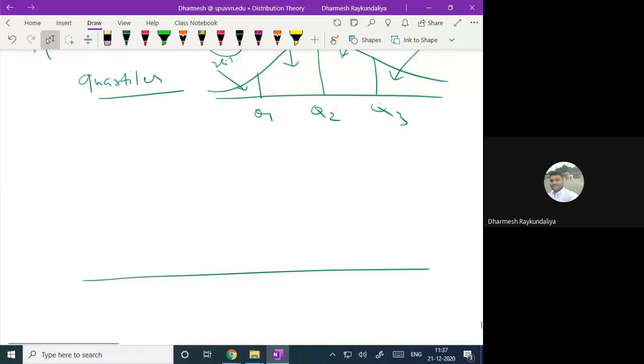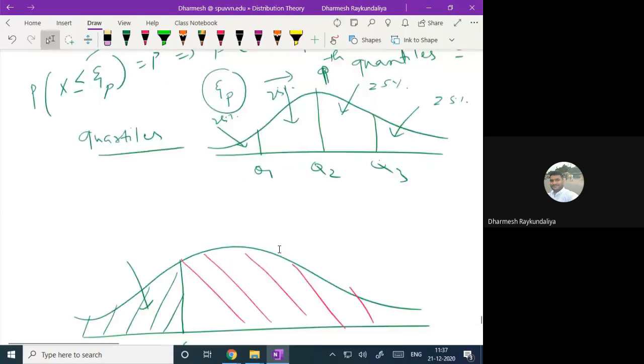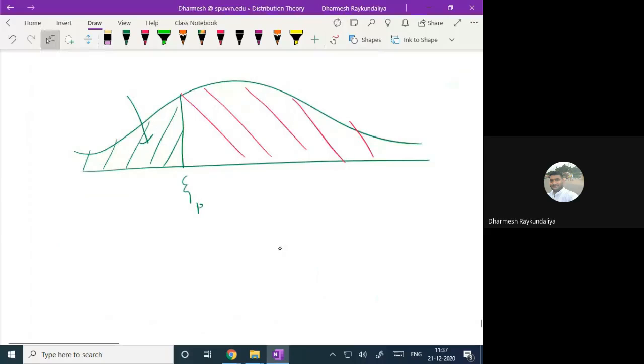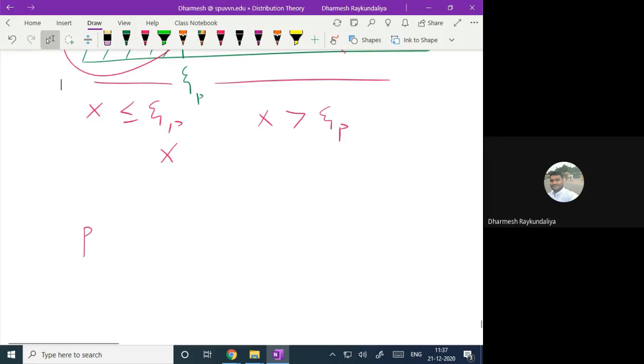Suppose this is the pth quantile xi_p. What is the area, what is the probability of this, and what about this? This is nothing but your random variable x. This area is where x is less than or equal to xi_p, and this area is where x is greater than xi_p. So it is nothing but the CDF. We wish to find out the probability that x is less than or equal to xi_p.